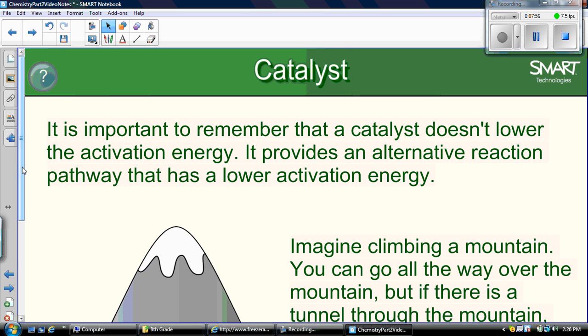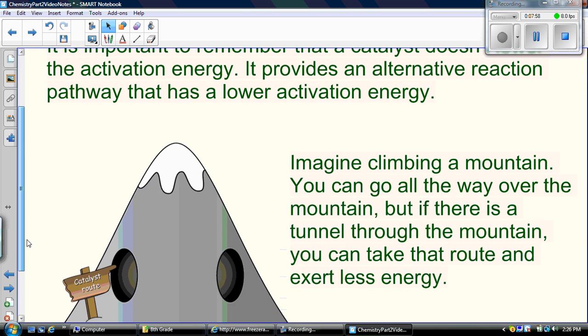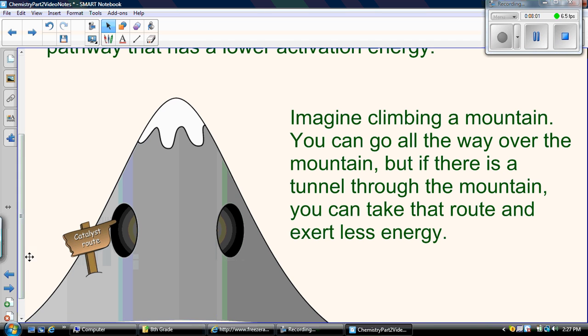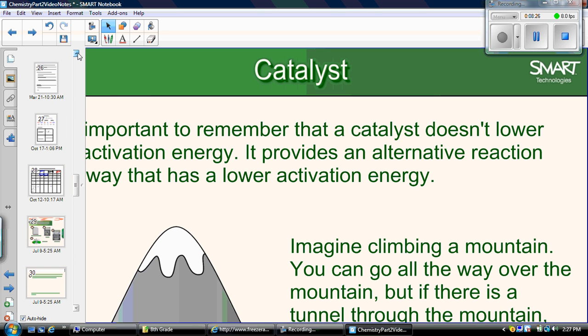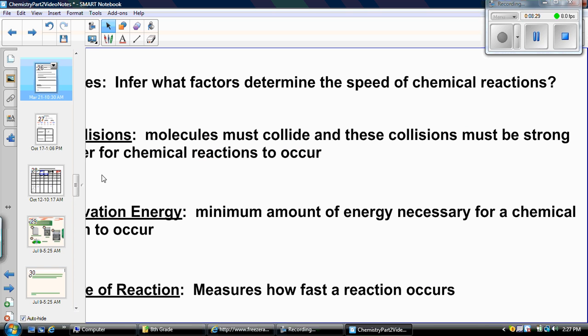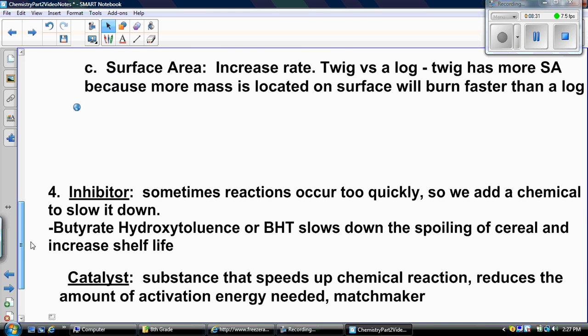Another way to think of it is that it provides an alternate pathway. For example, which is easier, to hike all the way up and over the mountain or go through a tunnel? A catalyst gives you a different route, and that's how it reduces the activation energy, because you're going to exert less energy going through the mountain than going over it. So that's what a catalyst does: it reduces the amount of activation energy necessary to start a chemical reaction.